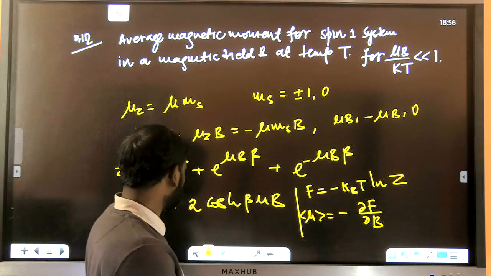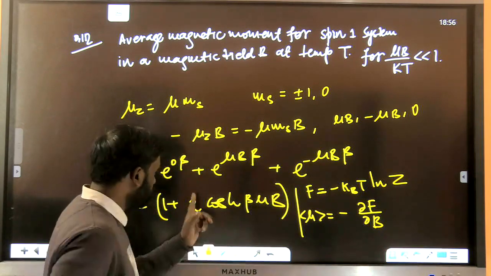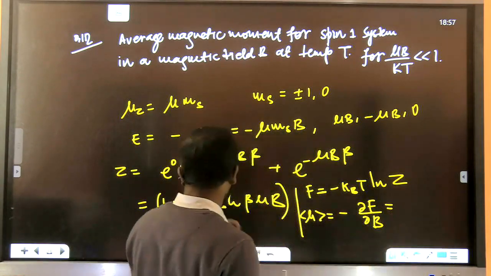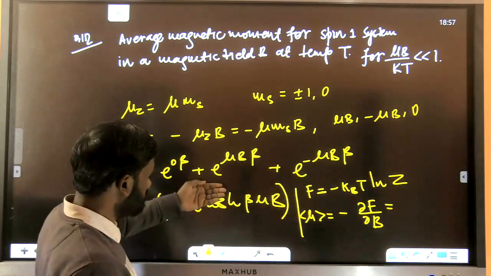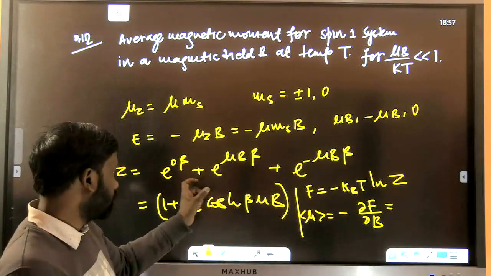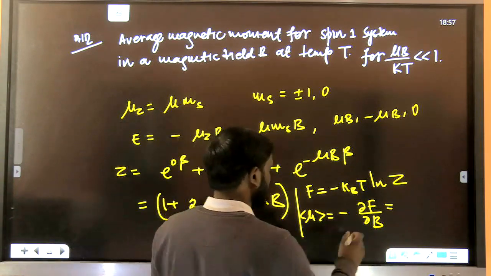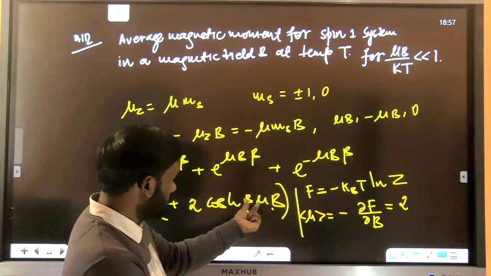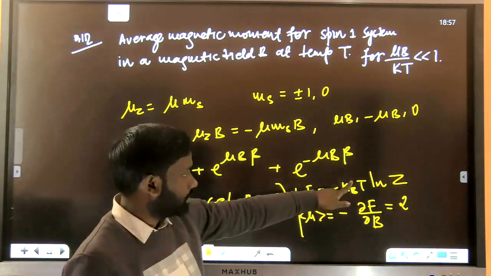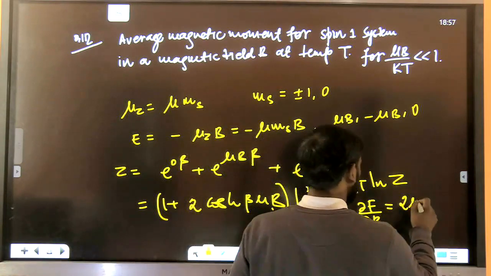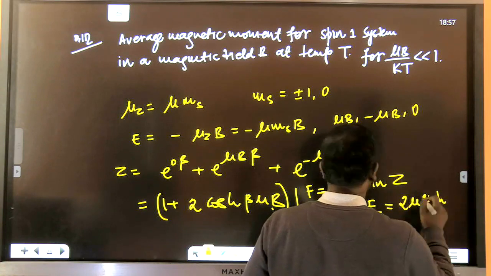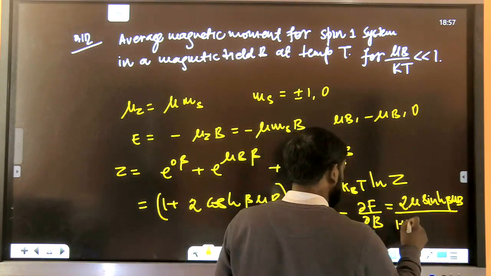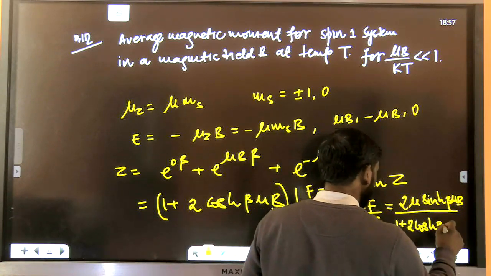So when you put this here and differentiate, this will become ln of this, so when you differentiate you get this in the denominator, and when cosine hyperbolic is differentiated you get sine hyperbolic. Ultimately you get 2, and since you are differentiating with respect to b, you get beta mu outside, so beta and this kBT will cancel out, and you get 2 mu sine hyperbolic beta mu b divided by 1 plus 2 times cosine hyperbolic beta mu b.